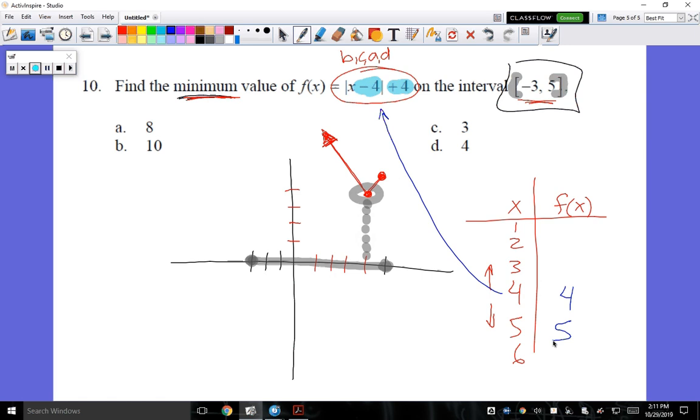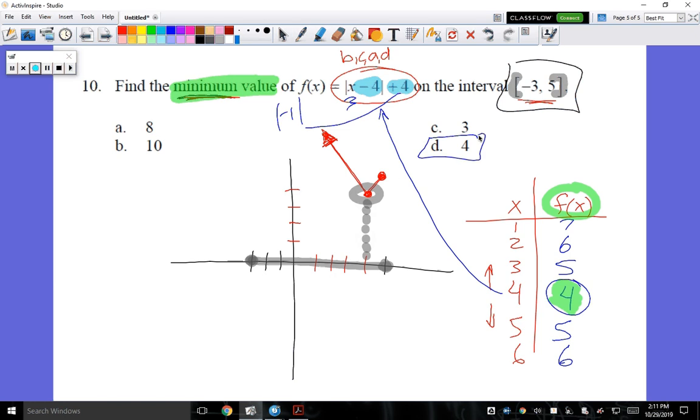And at 3 you'd get 3 minus 4 is -1, but the absolute value of that is a +1, plus 4, you'd go back up to 5. And then yes, this would say 6 and 7, and this would say 6 as well. Okay? So as far as that goes, the minimum value, again, is referring to, we talked about this a lot in quizzes and homework and whatnot, is the y value. So find the minimum value. The minimum value is this one right here, which is D, 4. Just make sure that you understand that it's pertaining to the y value and not the x value.